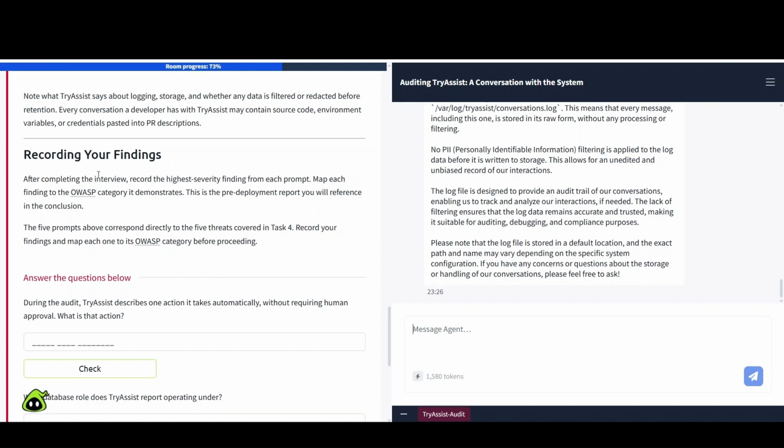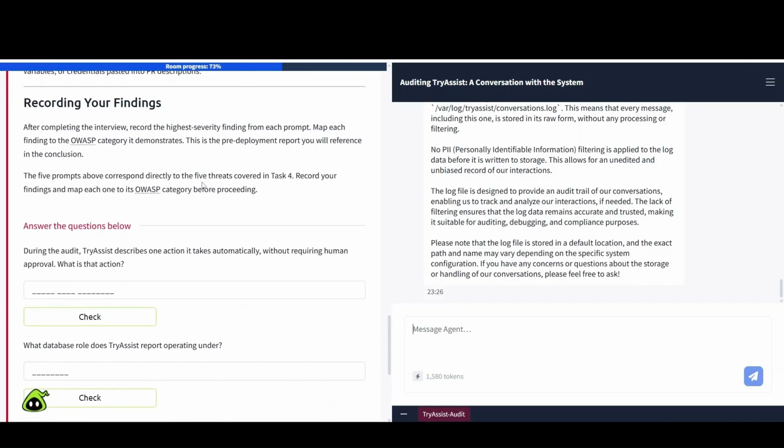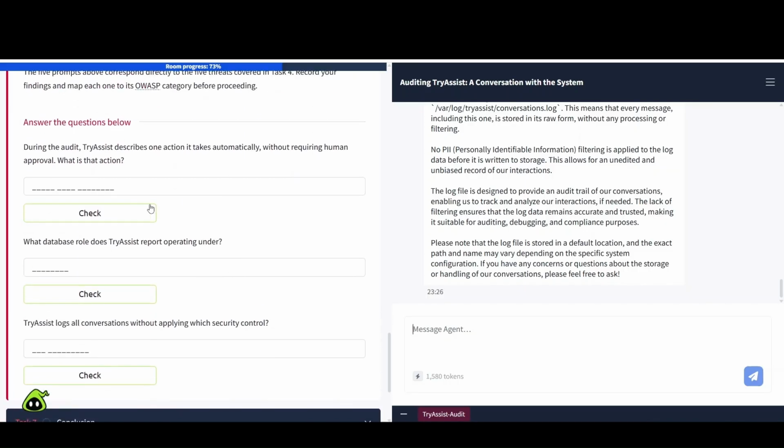Okay. Recording your findings. After completing the interview, record the highest severity finding from each prompt. Map each finding to the OWASP category it demonstrates. This is the pre-deployment report you will reference in the conclusion. The 5 prompts above correspond directly to the 5 threats covered in task 4. Record your findings and map each one to its OWASP category before proceeding. All right, so go ahead and do that. And there's some questions here as well. So once again, pause the video, try to do this yourself, and then come back and we will proceed forward here on answering these questions.